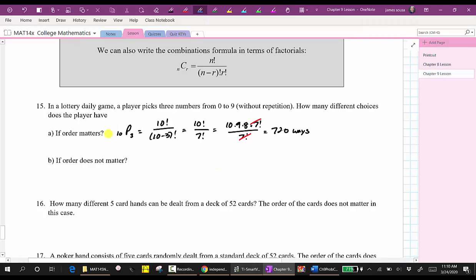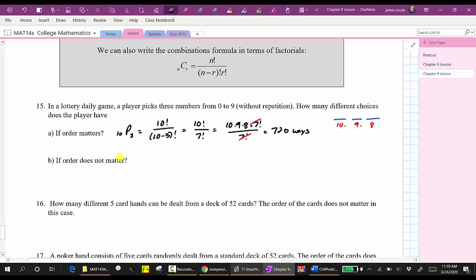We could have also used the counting principle, where there are 3 categories, 10 choices for the first, 9 choices for the second, 8 choices for the third, giving us the same result of 720. For part B, we're now told the order does not matter. Because the order does not matter, we have to use a combination. We cannot use a permutation or the counting principle.